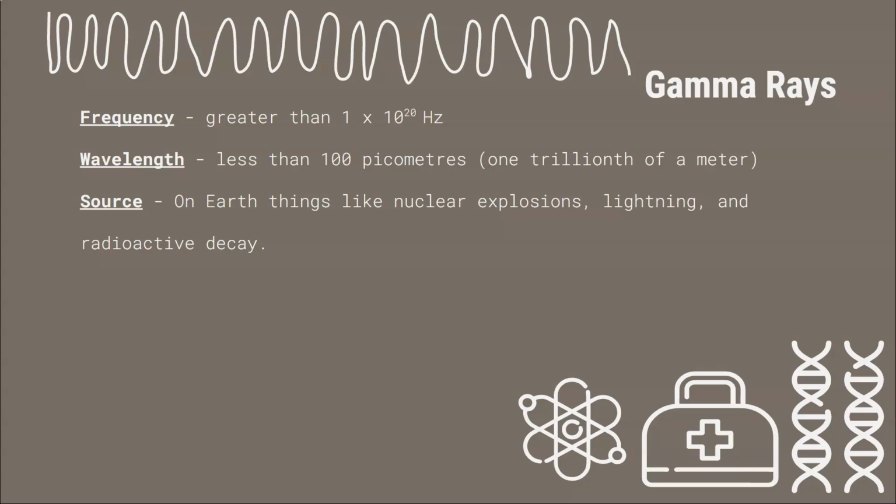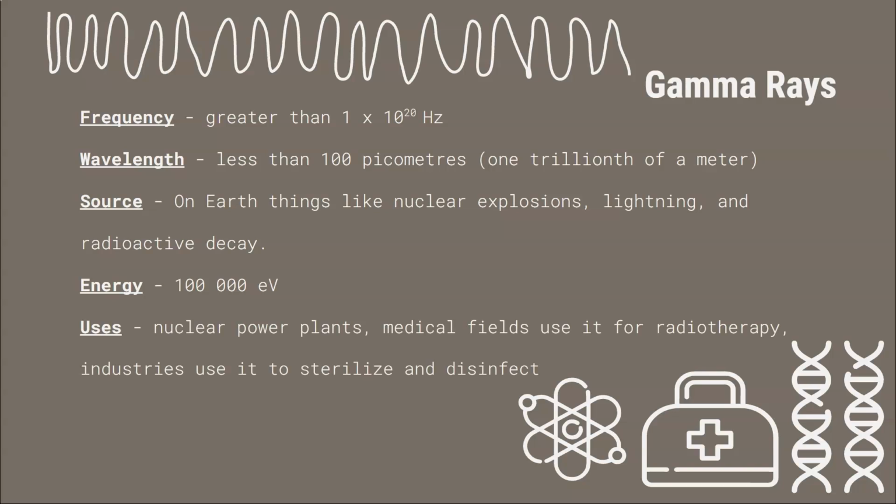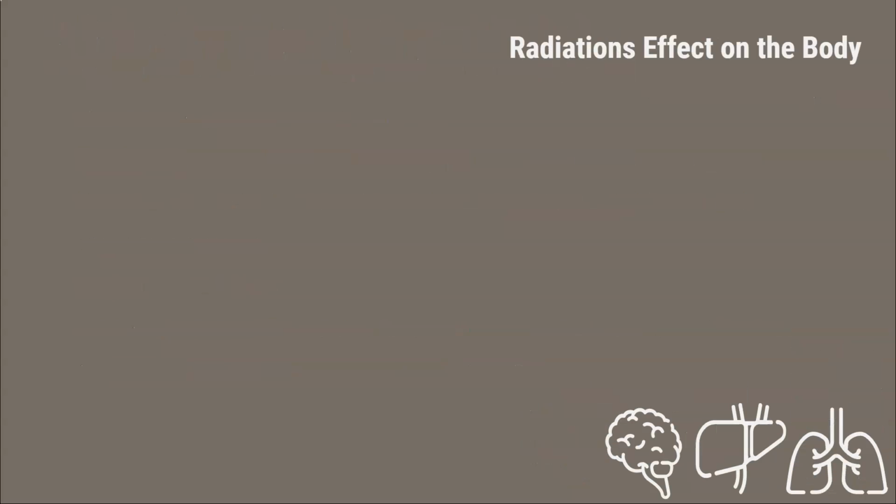On Earth, things like nuclear explosions, lightning, and radioactive decay will have gamma rays. It gives off a massive amount of energy at 100,000 electron volts. And you're going to see its uses in power plants, in some medical fields for radiotherapy. Some industries also use it to sterilize and disinfect.